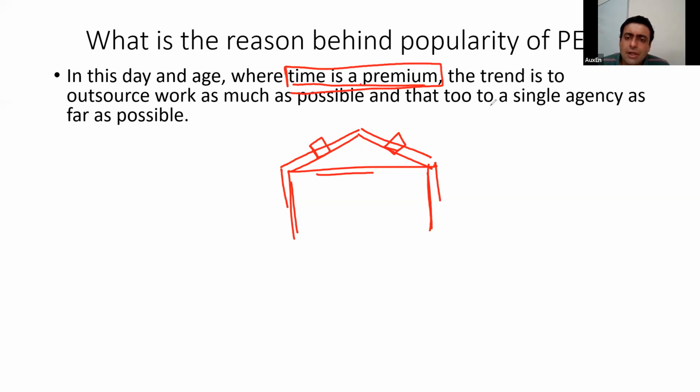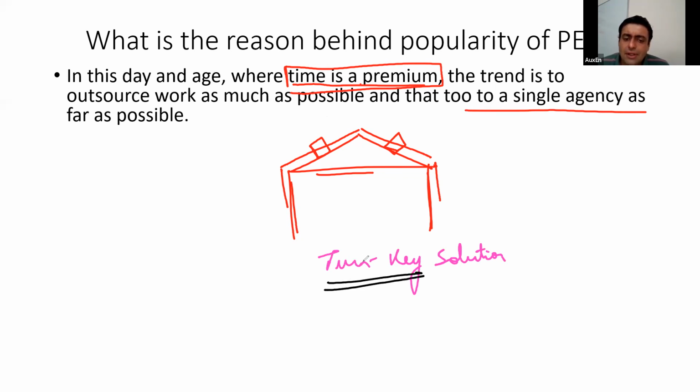So what they want is that all their work should, as far as possible, be done by a single agency. So they want turnkey solutions, isn't it? What is known as turnkey solutions. A turnkey solution would mean that your client would just turn the key and everything is ready, isn't it? That's why this term evolved, turnkey. It should be as easy as just turning a key in the lock and everything else is done. So everyone wants a turnkey solution.